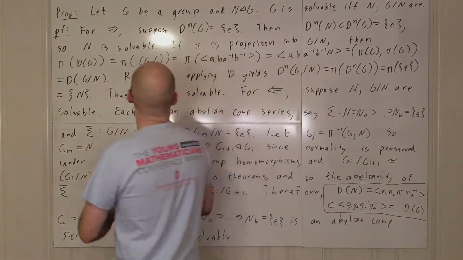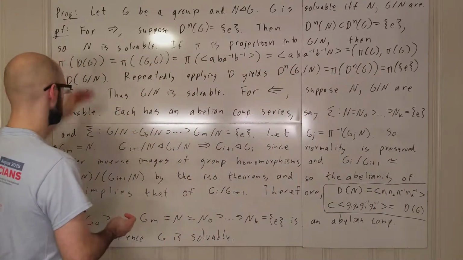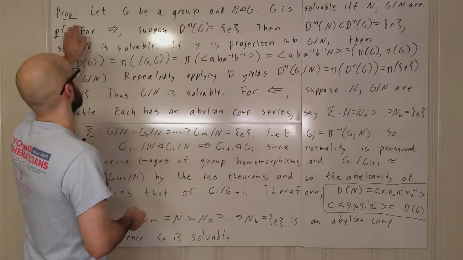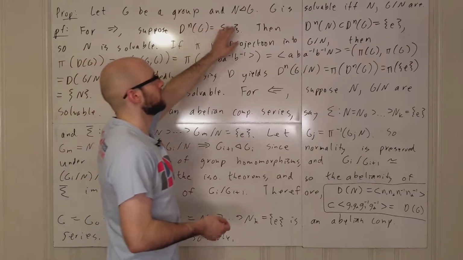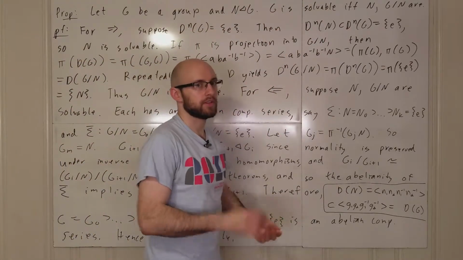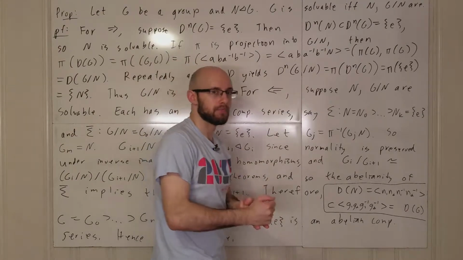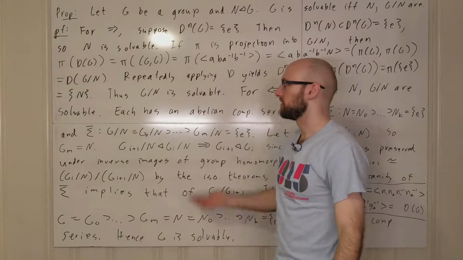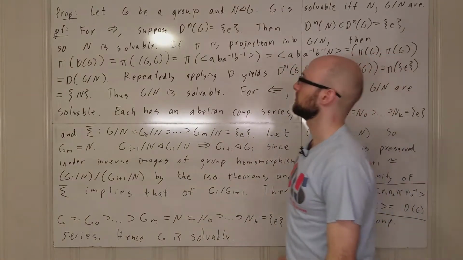So anyways, what we did is we basically just proved a proposition. If you have G as a group and N is some normal subgroup of G, then G is solvable if and only if both N and G mod N are solvable. And it's an if and only if, so you just do both directions separately.